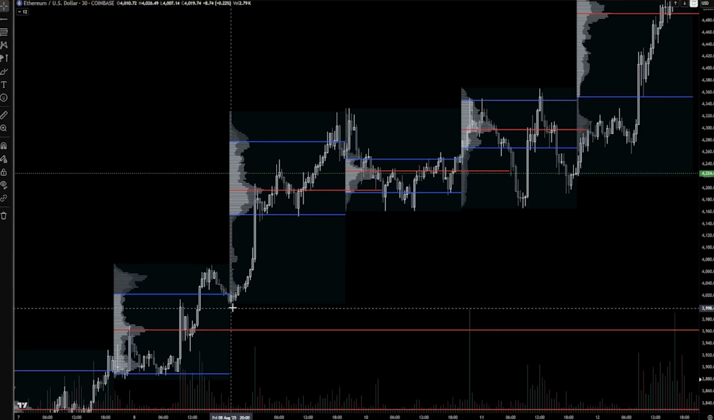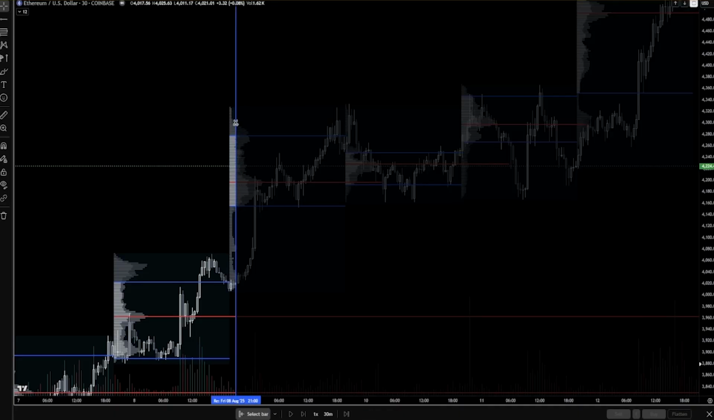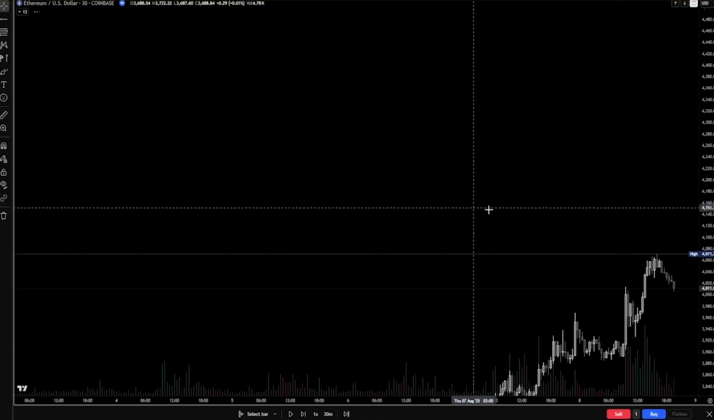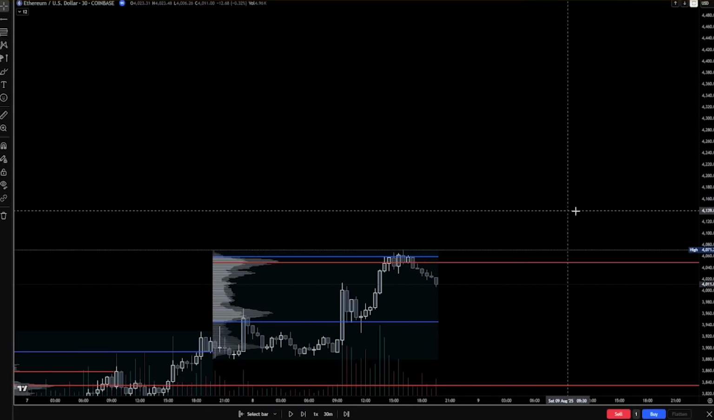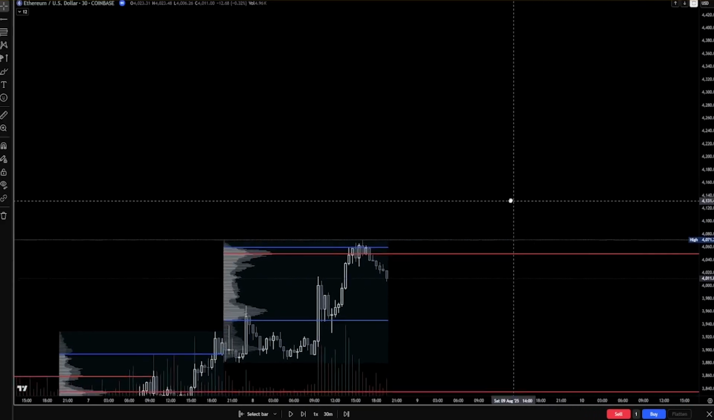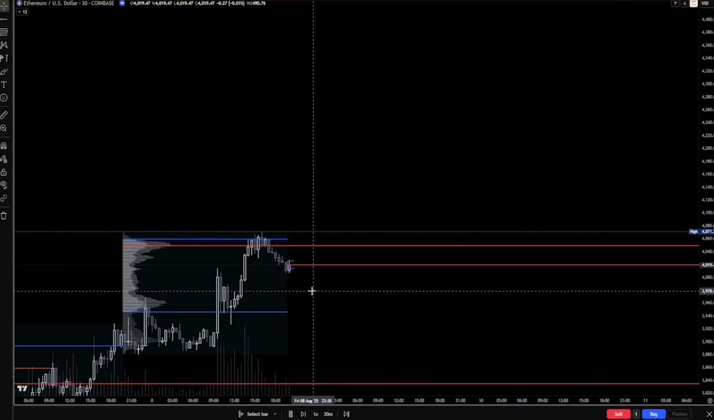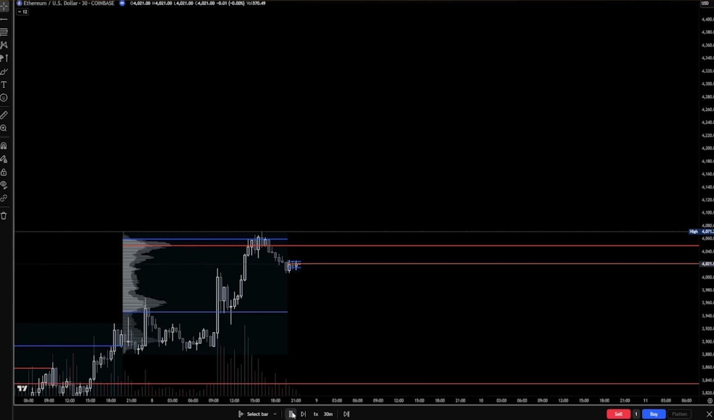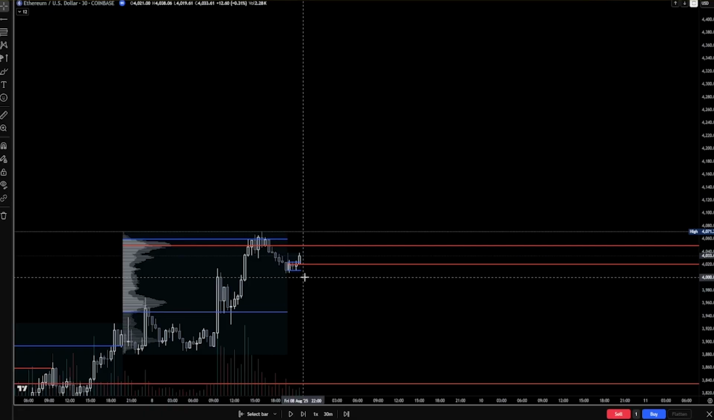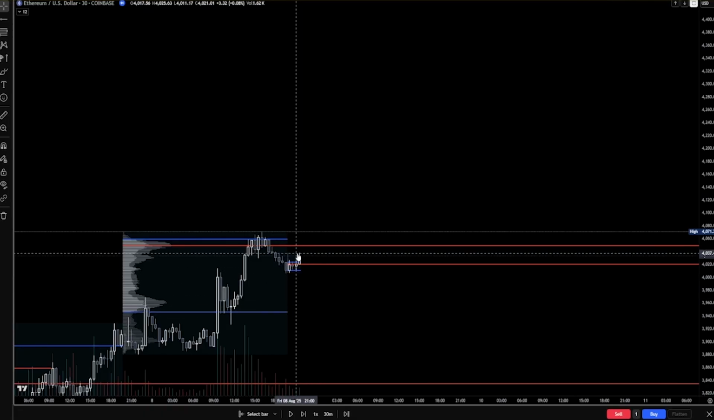And if you were to watch this day unfold, so like from the open, here we go. Let's do it from scratch. From the open, you want to mark the previous day levels.